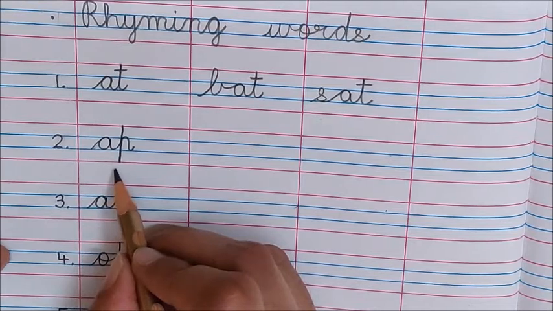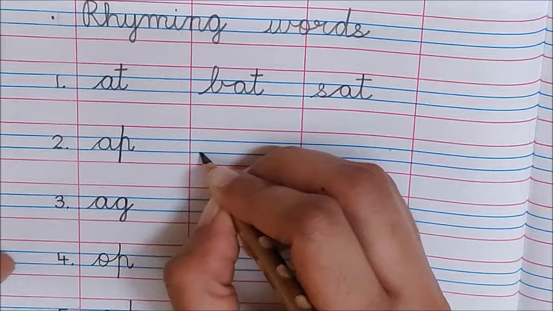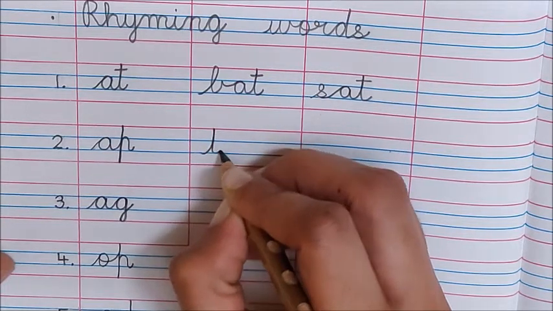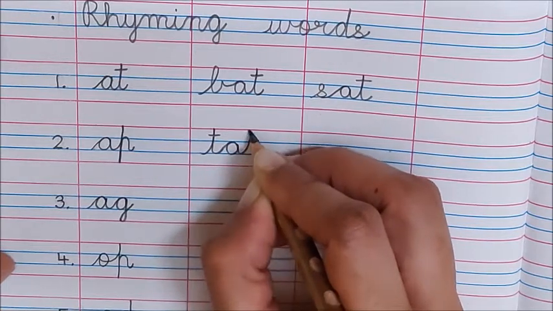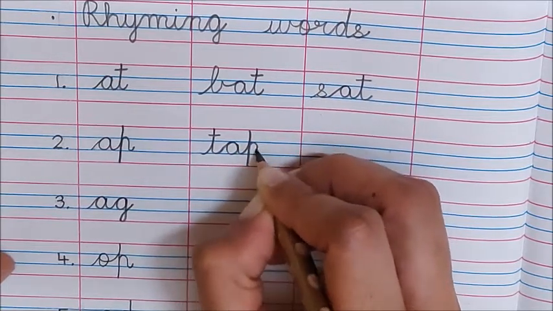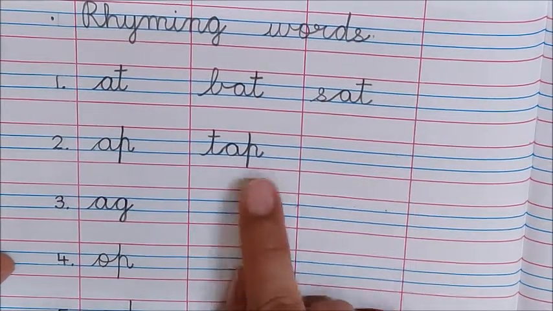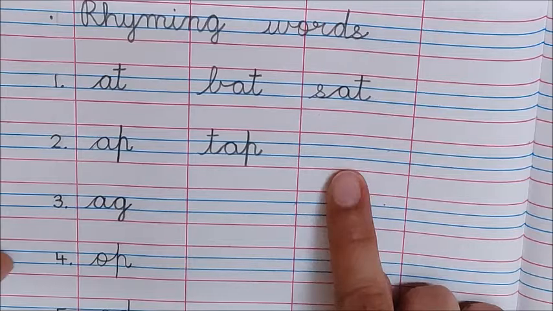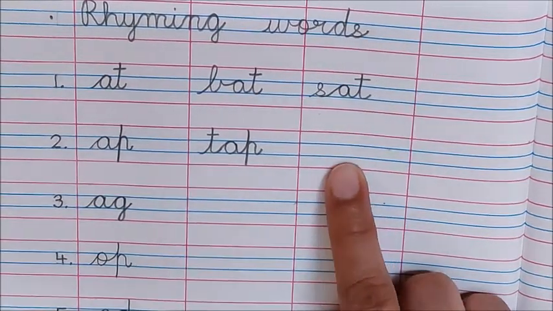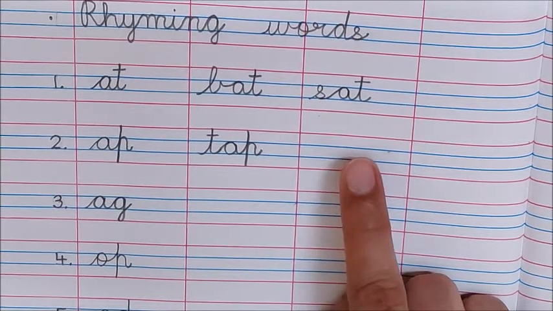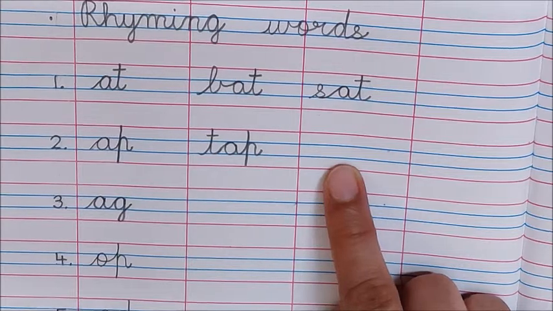Now let us go to the next family, app. I am going to write here tap. T A P, tap. Can you think of another rhyming word? Think, children, and write on your own. There are so many rhyming words. Gap, map, nap, clap. So write on your own.